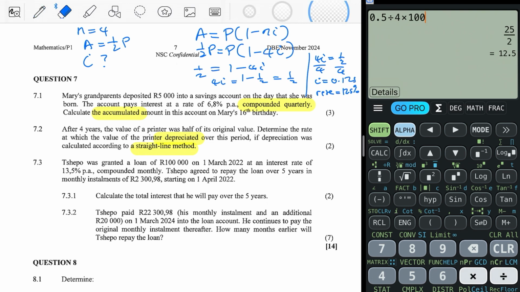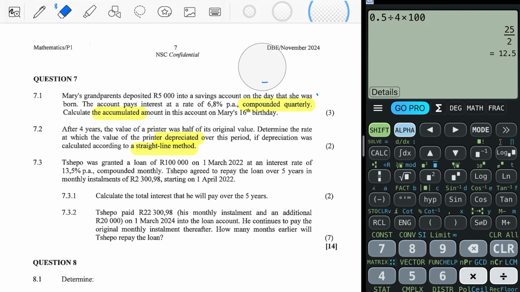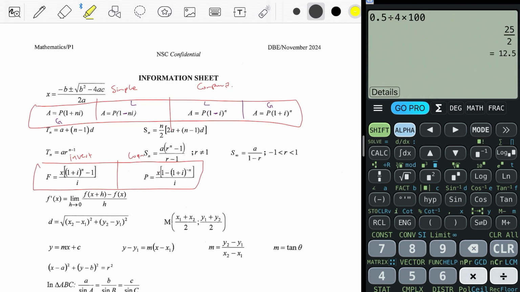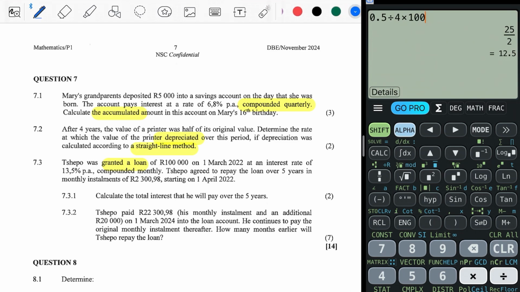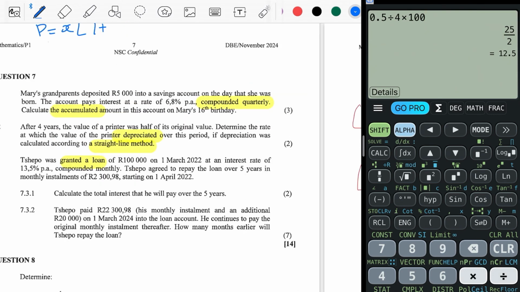So let's go to 7.3. It says Tepo was granted a loan of 100,000 in March 2022. Again, it's a loan. Keyword: loan. The moment you see the keyword loan, which formula are we using? This is the one that we're using. Let me just write it down even before continuing, because it's obvious. We're talking about a loan, so that's going to be one of the formulas we use.